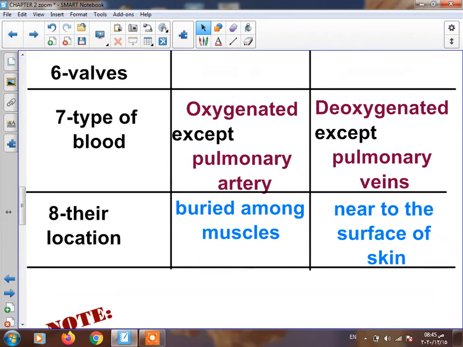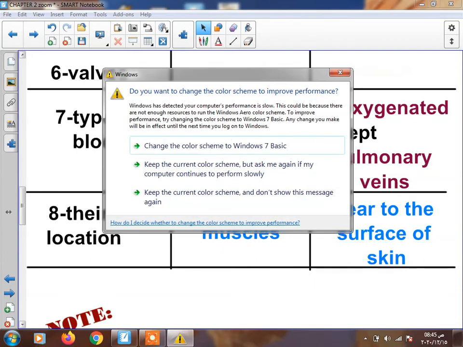So the location of the artery in my body is among muscles, but the vein is near to what? Near to the skin. Okay, we know the artery carries blood from heart to cells. How? By the heart pushing this blood.